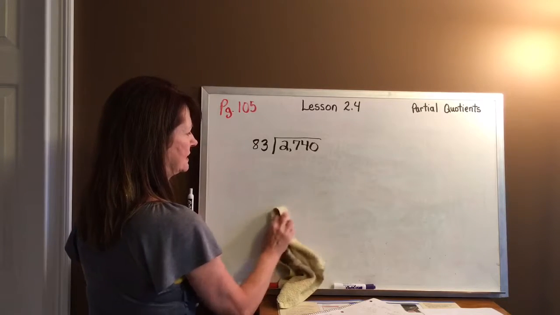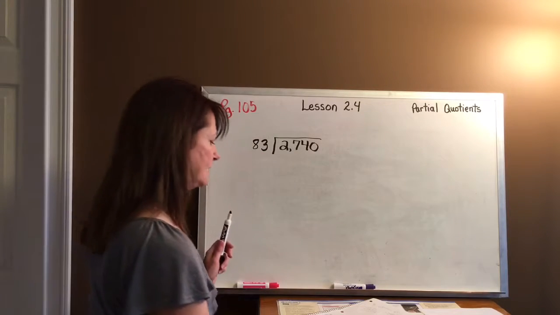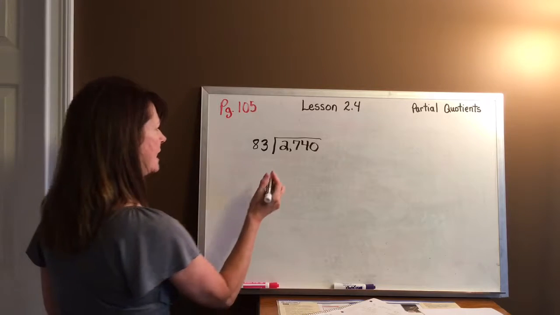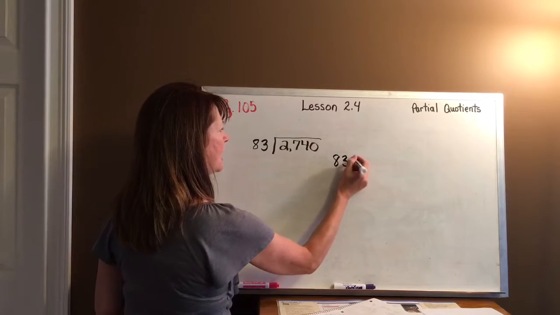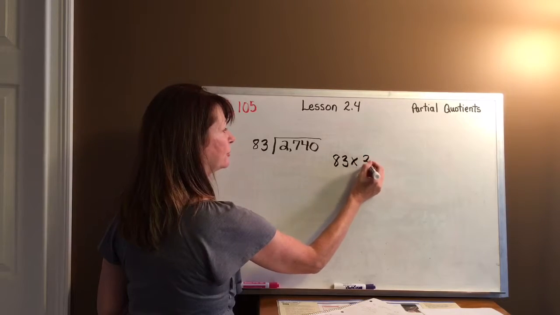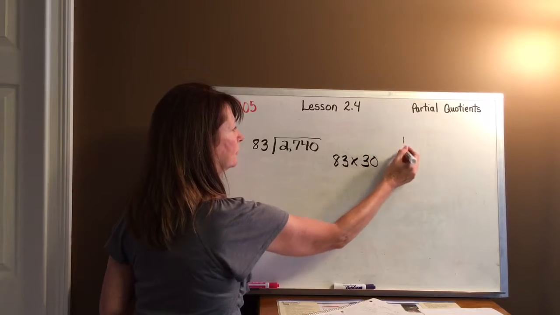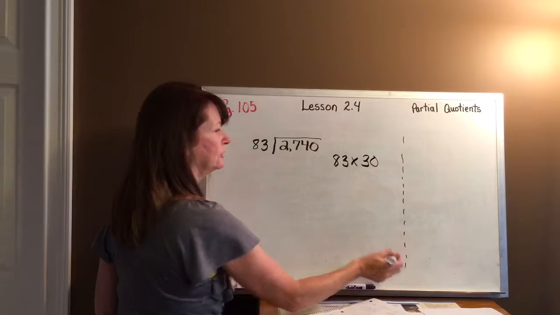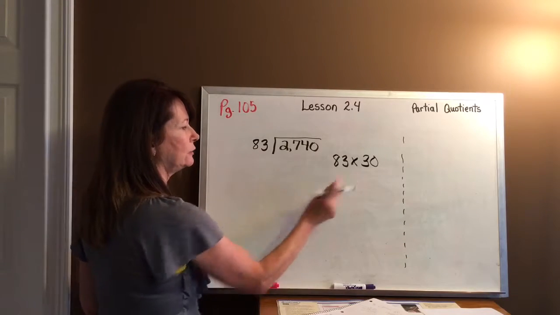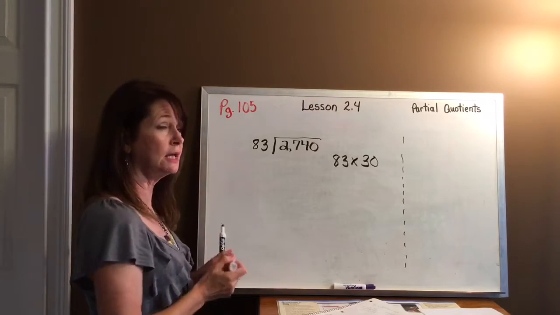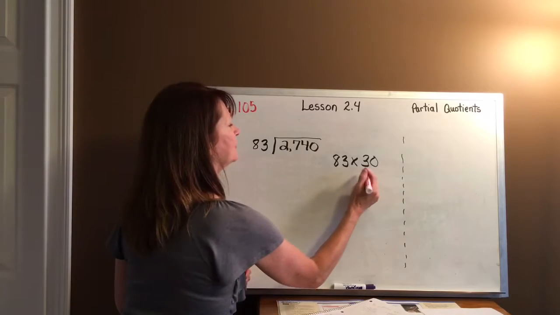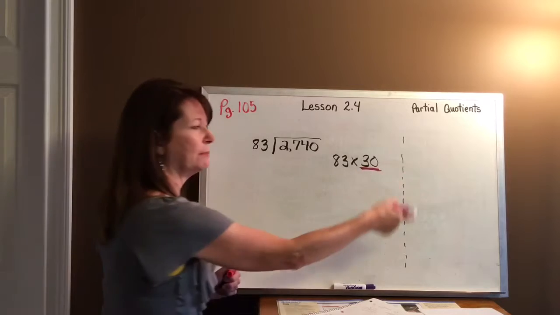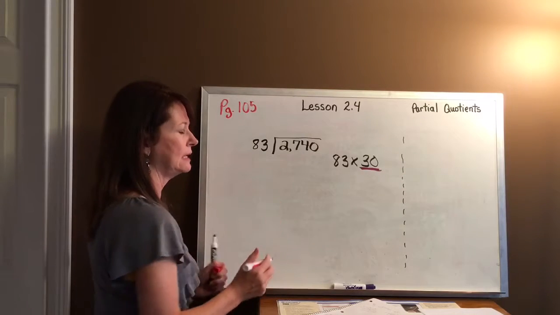What that means is I could take 83 times possibly 30. We're going to find out. And don't forget your little dashed line there. Okay, so 83 times 30. And I'm thinking right now, if everything works out, once I get it worked out, then this is going to be the first of my partial quotient over there. This might be. We'll see.